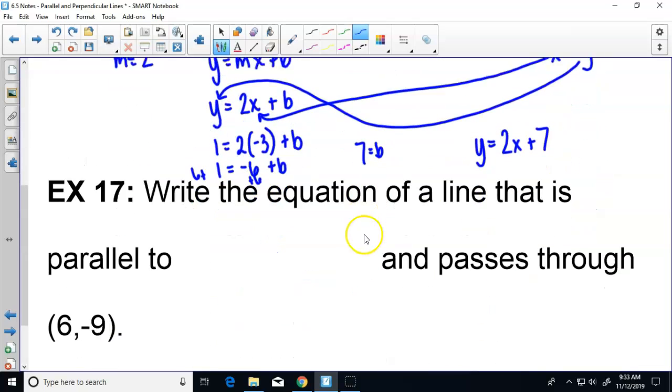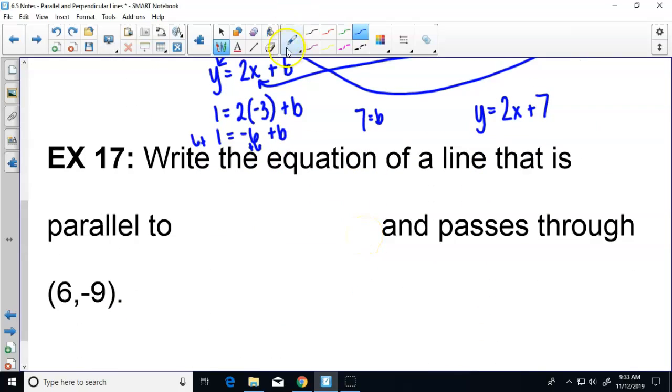Okay. Look at 17. Let me put my line back here. It disappeared on me. Y equals 2/3 x minus 4. Okay. I want the equation of a line that's parallel to y equals 2/3 x minus 4 and passes through 6, negative 9. So, they did not give us the slope or the y-intercept, but the slope should be very simple to find. What's the slope of this line, Adam? Very good. So, slope is 2/3.